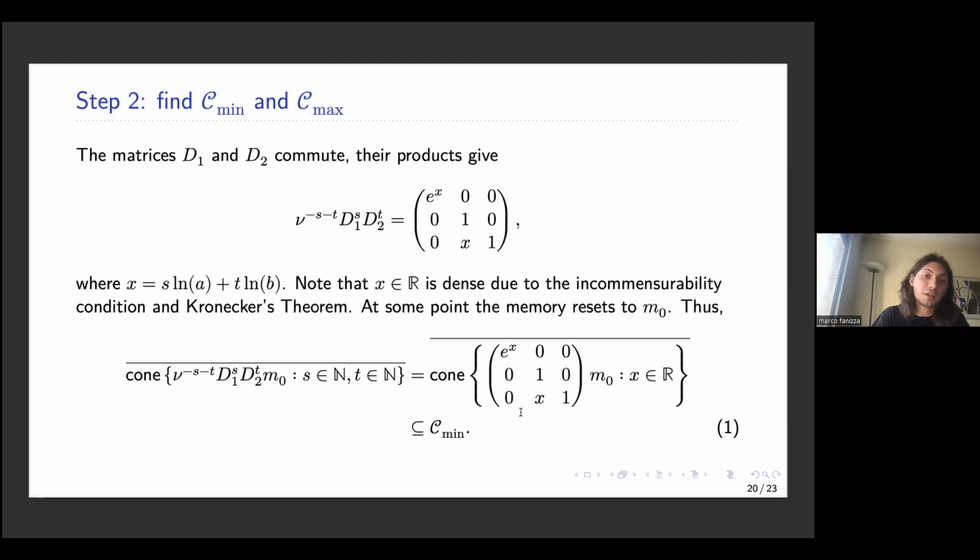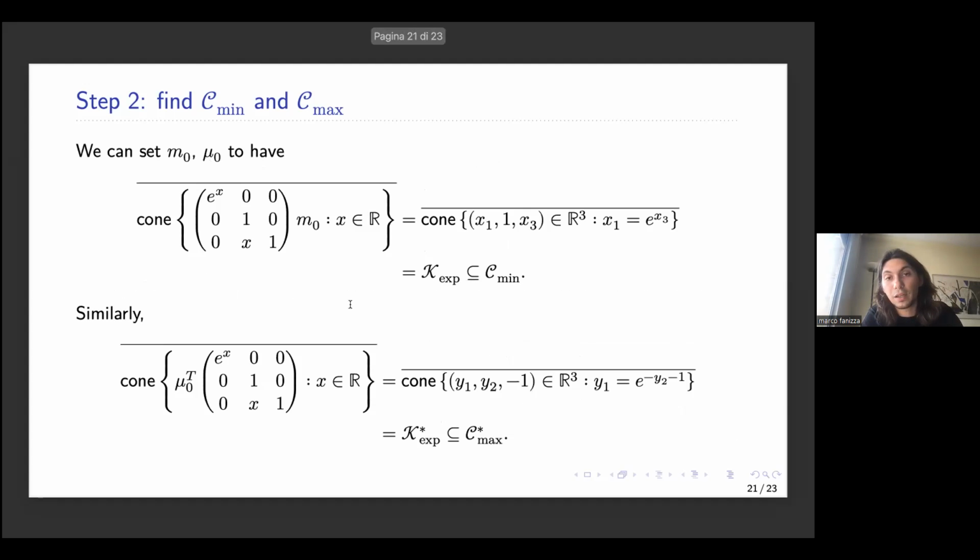And now the nice thing is that we can choose M0 in such a way that its orbit is in fact the graph of the exponential function, and taking the cone generated by it, we get the exponential cone. So we get the inclusion in the opposite direction. The very nice thing is that we can do the same on the other side. So we can choose mu0 such that its orbit gives the dual of the exponential cone.